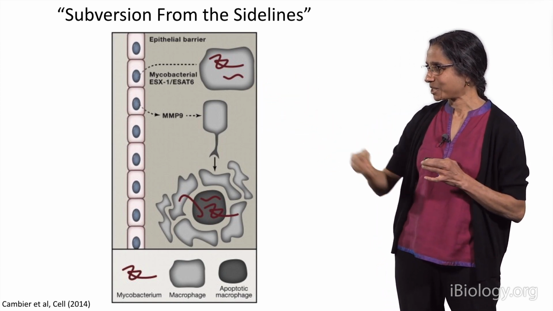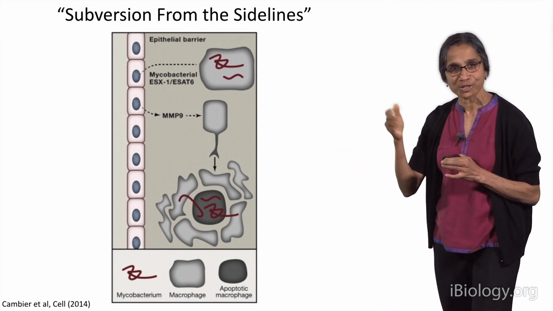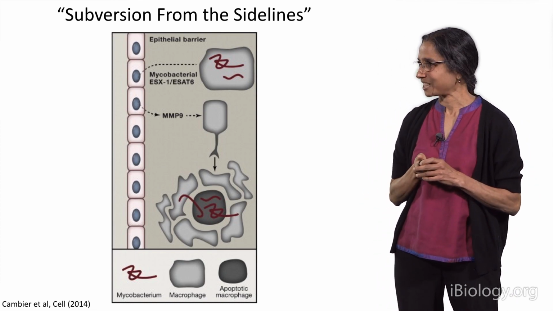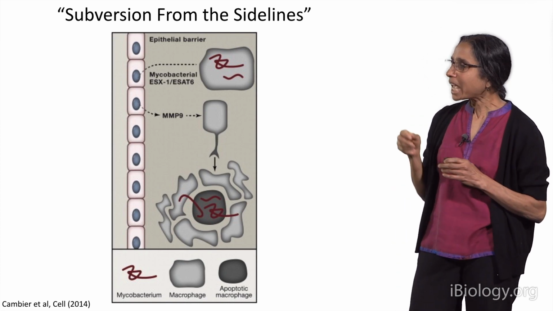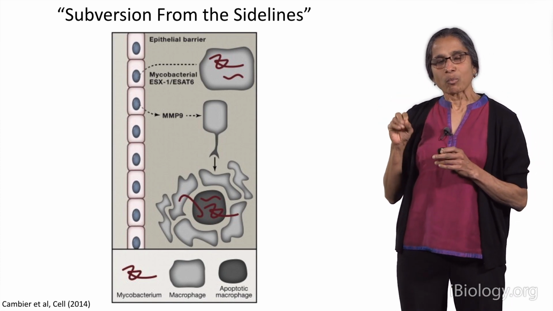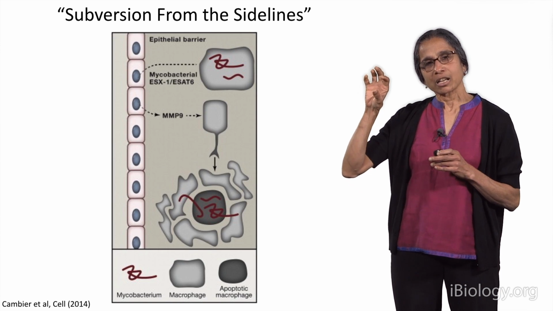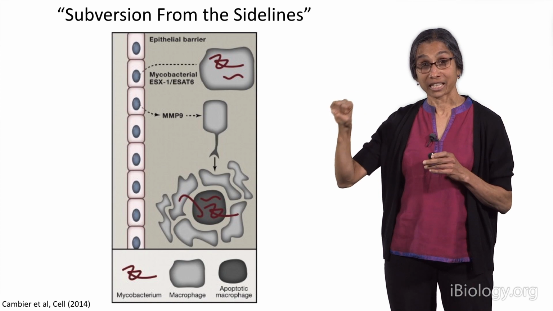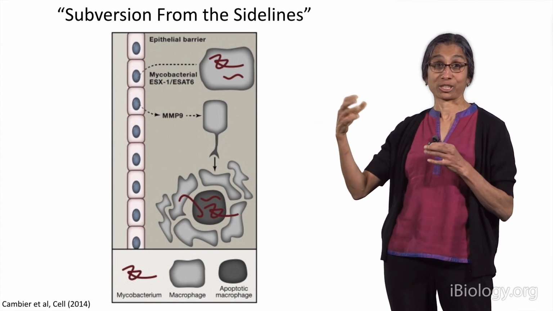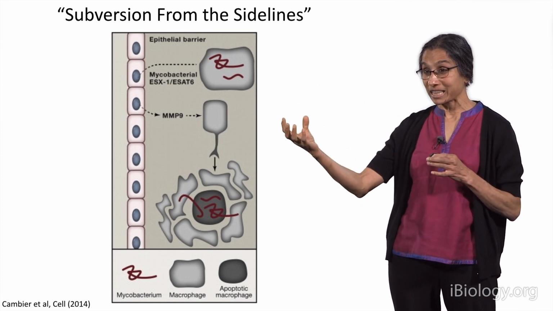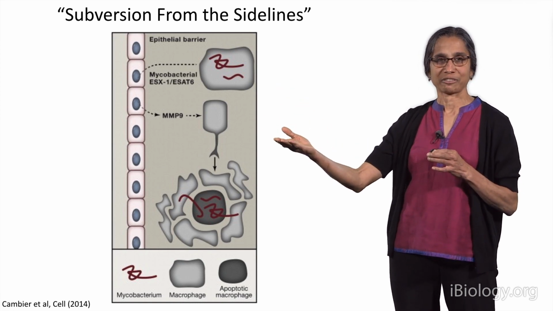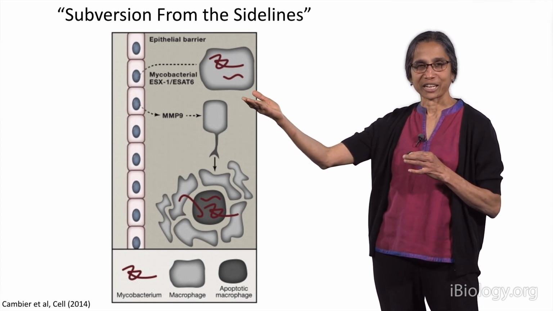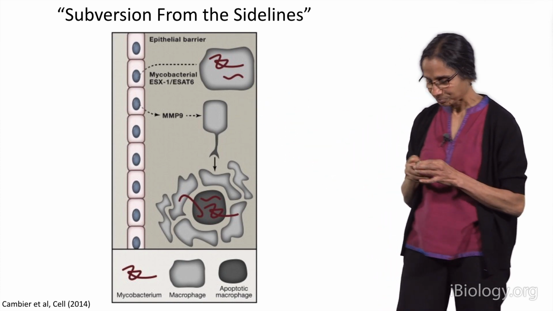And this strategy was called subversion from the sidelines by my friend and colleague Bill Bishai at Hopkins, and I rather like how he put it. So why might that be? You could imagine that the bacterium wants to tamp down immunity in the macrophage itself because it has to survive in there. So it's doing that, and meanwhile it's inducing an inflammatory program in a neighboring cell so that it can bring more macrophages, infect, and then subvert them.